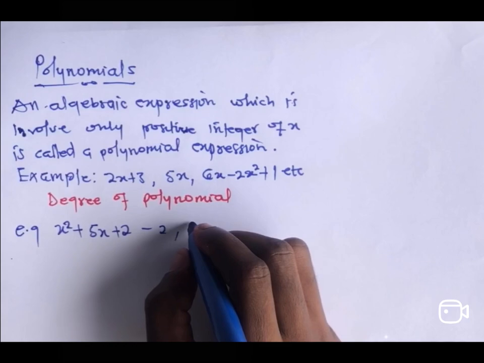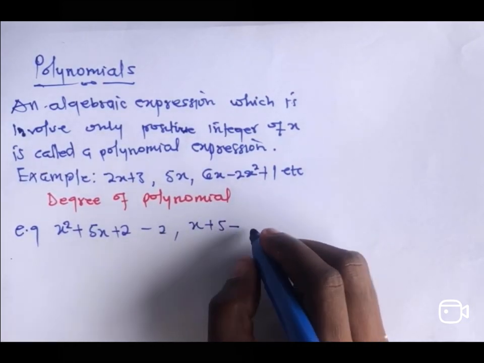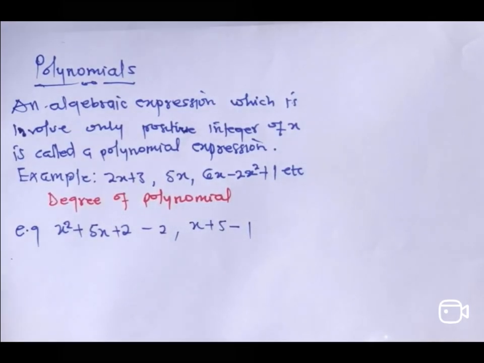You can also have x plus 5. So the highest power of this will be 1. So the degree of this polynomial is 1.